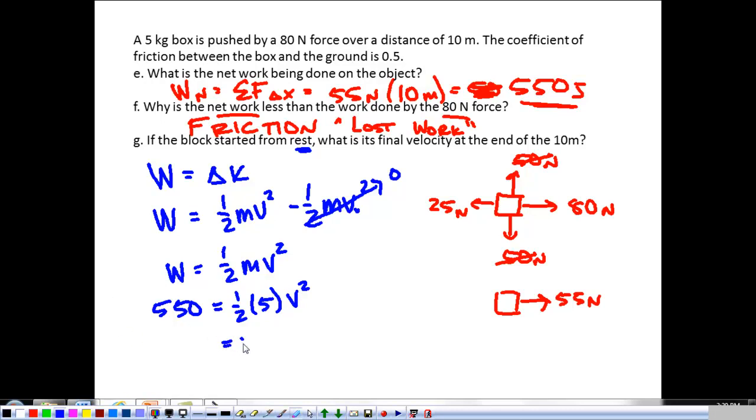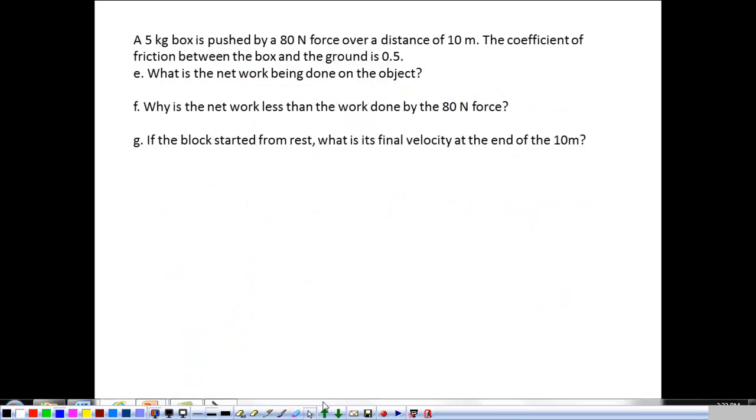So, little mathematical magic. I'll let you work on that on your own. Multiply both sides by 2. Divide both sides by 5 and square root it. And when we do that, we get the velocity to be 14.8 meters per second. Now, that's not the only way we could have found this velocity. We also could have used the second kinematic equation. I'll let you do that on your own. And for now, that's it for work and energy.